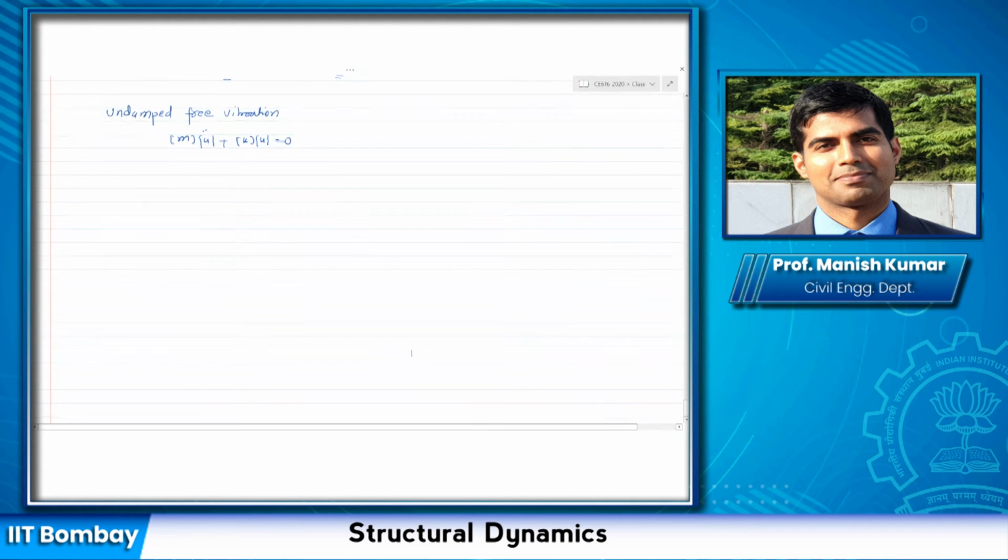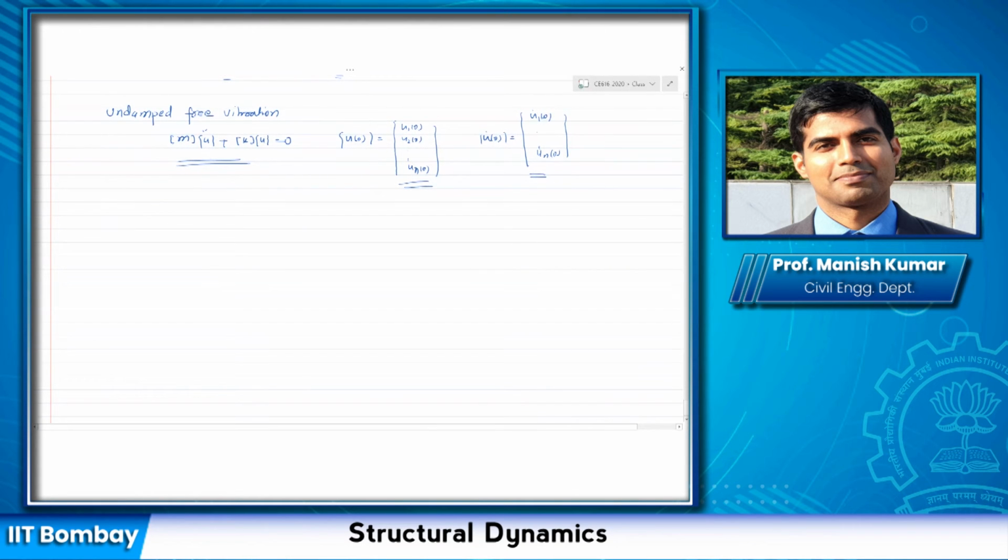So in this case, let us say initial conditions are given in terms of initial displacement, which represents the initial displacement of each degree of freedom, and initial velocity vector, which again represents the initial velocity at each degree of freedom. So we need to solve this equation subject to these initial conditions. Let us see how do we do that.